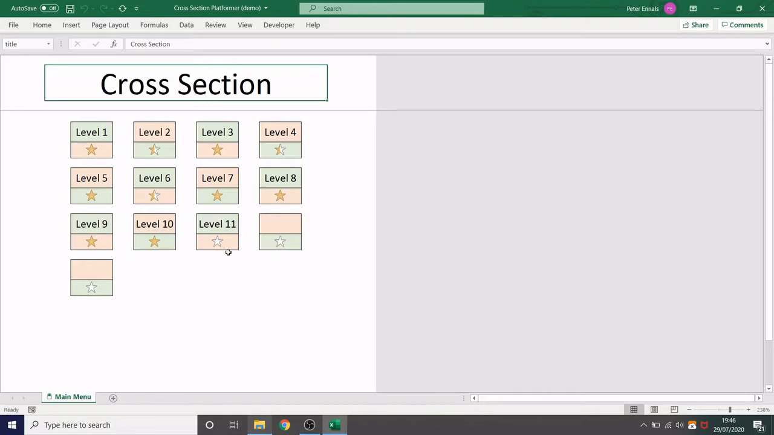The stars tell us how well we've done on that level. So the empty star means we haven't completed that level yet. Half a star means the level has been completed, but not with the best score. And then the full star means you have completed that level with the best possible score.